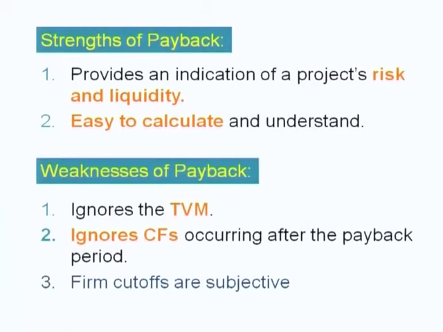What should be the strengths of the payback? Number 1 is easy to calculate, right? And number 2, provide the indication of project risk and illiquidity, right? The faster you get your money, the lower the risk of illiquidity. What should be the weaknesses of the payback period? Number 1, ignore time value of money, right? We never concern time value of money at all. Number 2, you never mention the cash flow after you get money back. And number 3, the firm cutoffs are subjective. How do you know 5 years is good, right? What should be your criteria, right? So it's subjective.